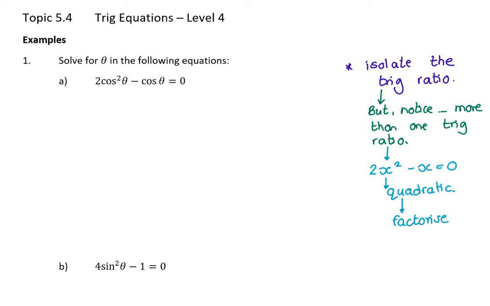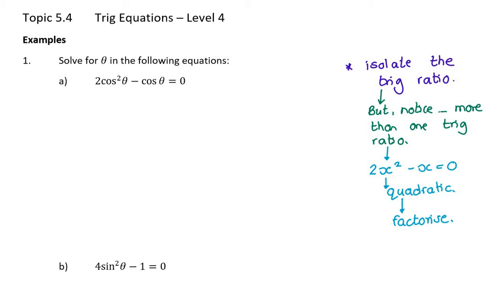So in the future our first step is not going to be isolate the trig ratio. Our first step is, is it quadratic? In which case I'm going to factorize. If it's not quadratic, I'm going to go with isolating the trig ratio and go down the pathway that we've been doing so far. Now let's have a look.